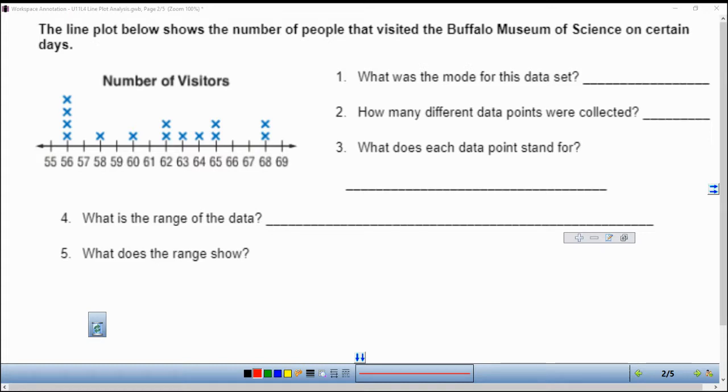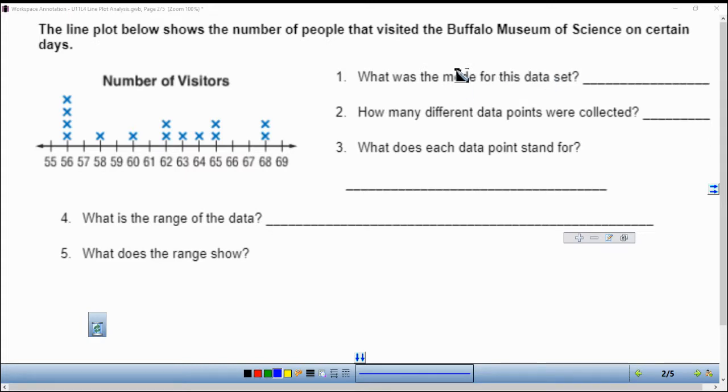Okay. All right, let's go on to the next one. Let's try the next one here. This line plot below shows the number of people that visited the Buffalo Museum of Science on certain days. We have a variety of visitors. Each X stands for a day. So on 4 days, 56 people came. On 1 day, 58 people came, so on and so forth.